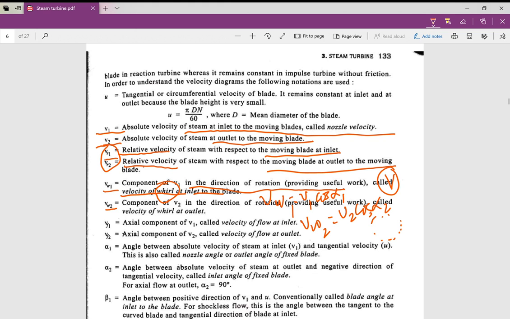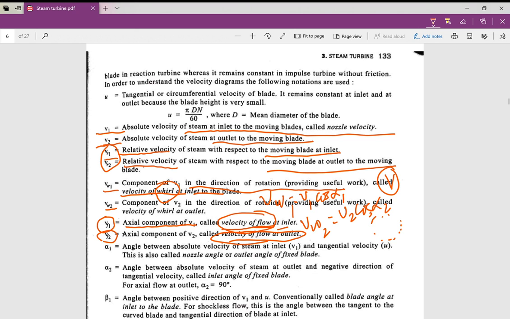Right. Now there is another axial component of V1. This is called VF1. So it is the axial component, VF1, at the inlet. This axial component is called velocity of flow, which is responsible to allow the steam to get exhausted outside the blade. So VF1 is velocity of flow at the inlet. Similarly, VF2 is velocity of flow at the outlet of the moving blade.